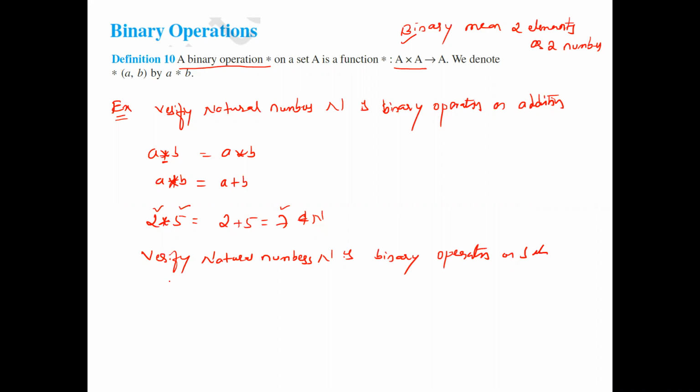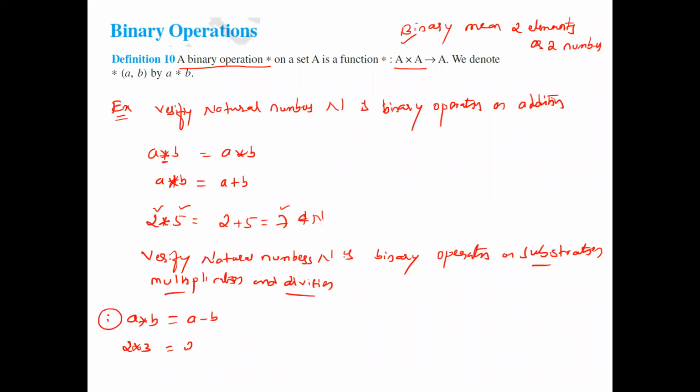on subtraction, multiplication, and division. I'm going to check all the values. Okay. Now verify the natural number is a binary operation on subtraction, multiplication, and division. First, I'll take A star B. A star B for subtraction means A minus B. Now I'll take the A value is 2 star, B value is 3.